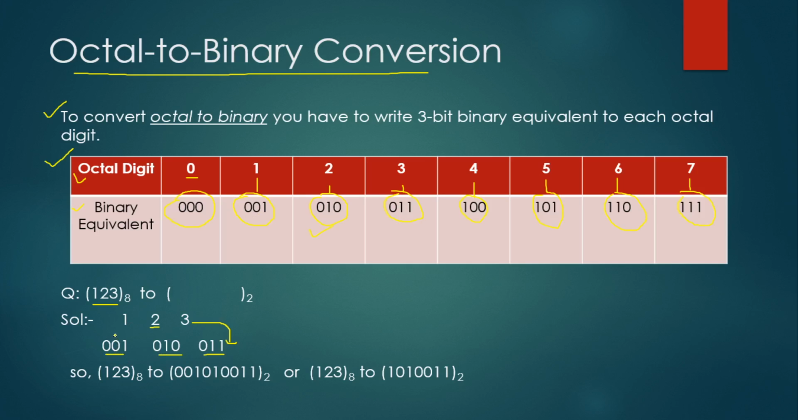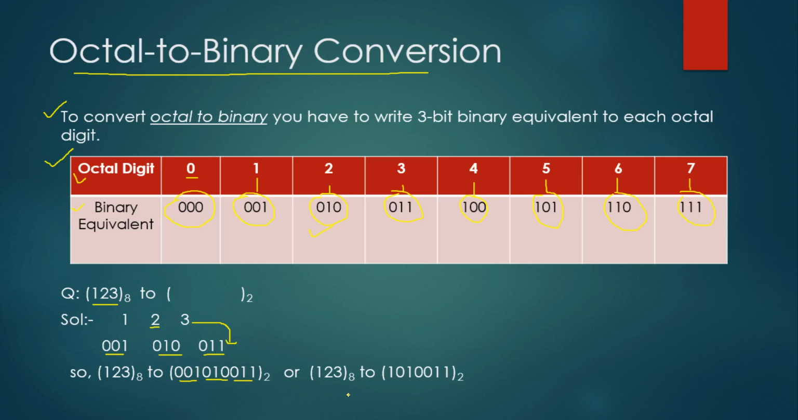Now after writing the binary equivalent of each octal digit, you have to combine all these numbers. Okay, you have to combine all these digits. So to write down the final answer, you write 123 base 8 equals, and you combine all these numbers. So here I have written 001, 010 and 011.